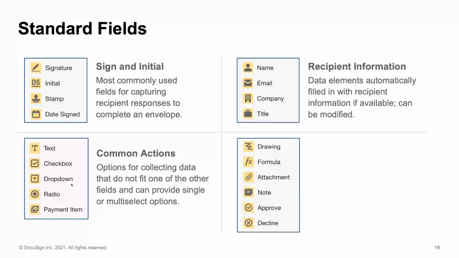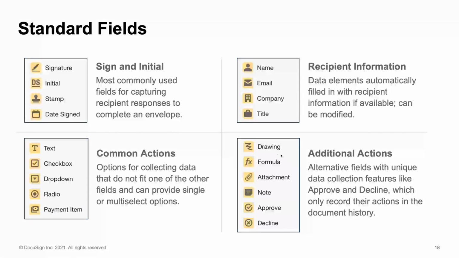There's a drop-down field, which is helpful if you have a lot of options and you want the recipient to choose one from the list. Radio button, which will give your recipient the ability to choose one option from a group. We'll see all three of these options in action on our template today. Actually, we won't see drop-down, but I will talk a little bit more about when you might use drop-down in just a bit.